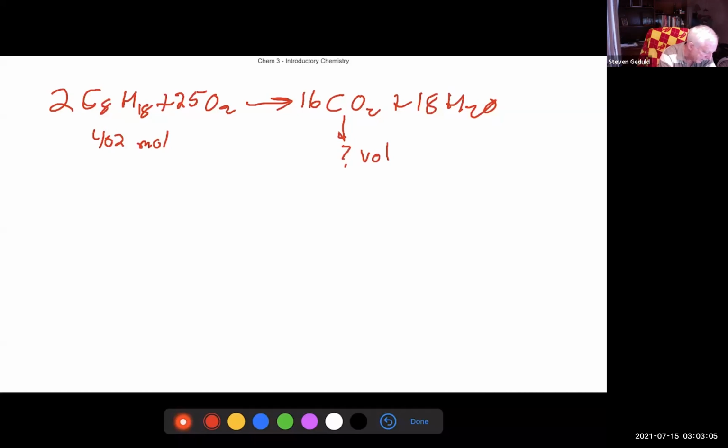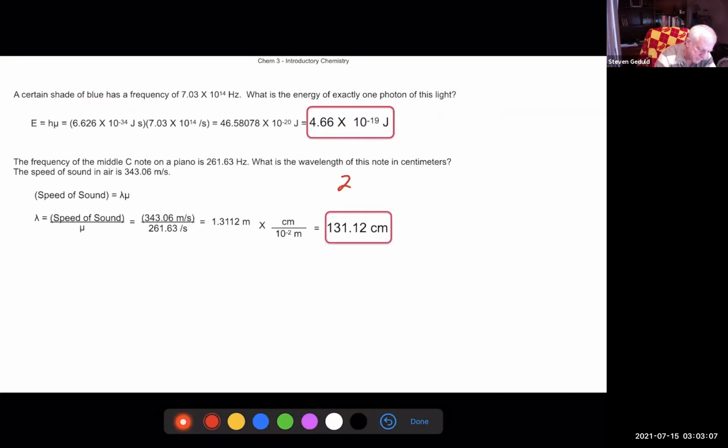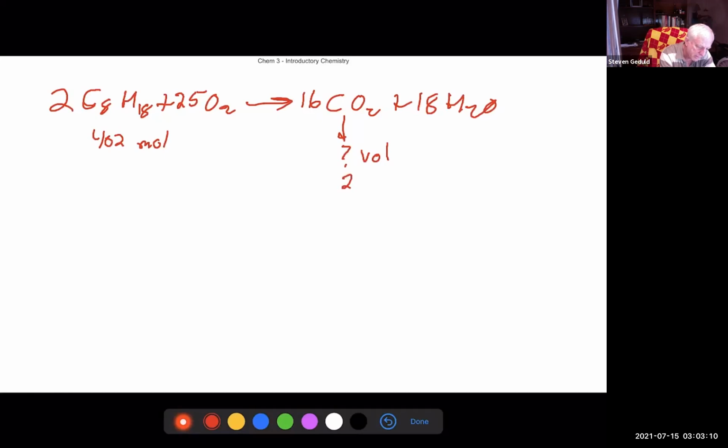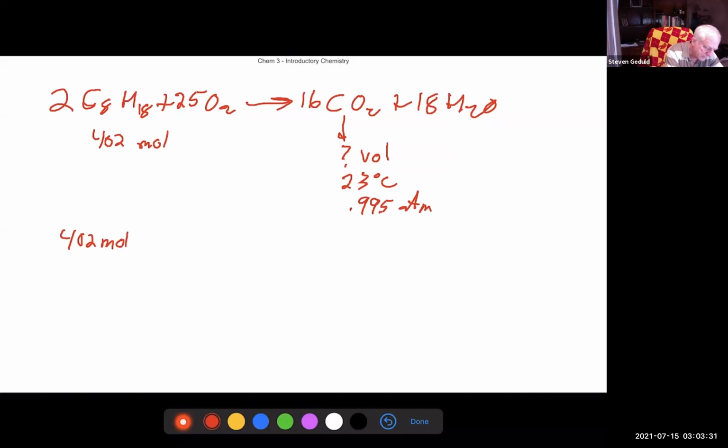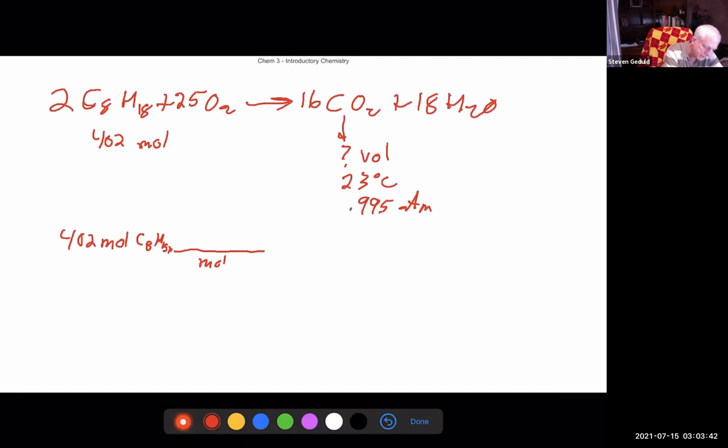It is produced at 23 degrees centigrade and 0.995 atmospheric pressure. Okay, so we just see how many moles of carbon dioxide are produced. So we have 402 moles of octane. And according to our balanced chemical equation, we have moles of octane, and we want to go for moles of carbon dioxide.